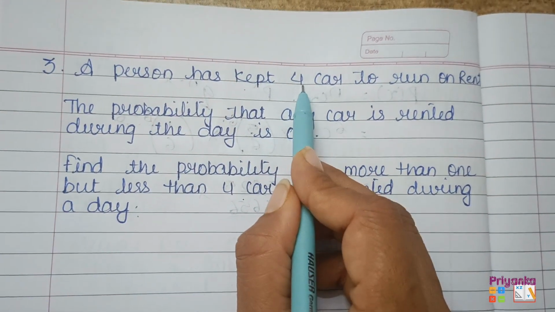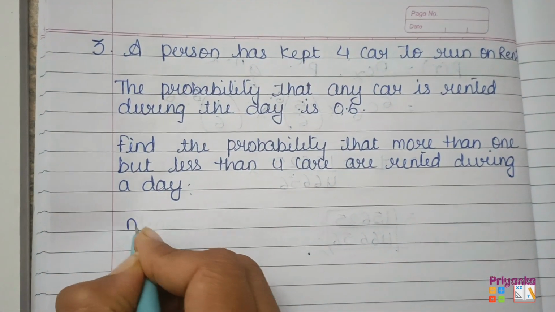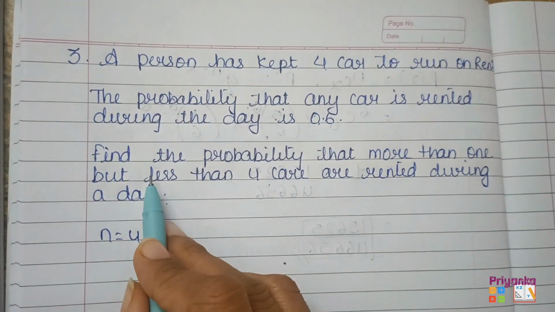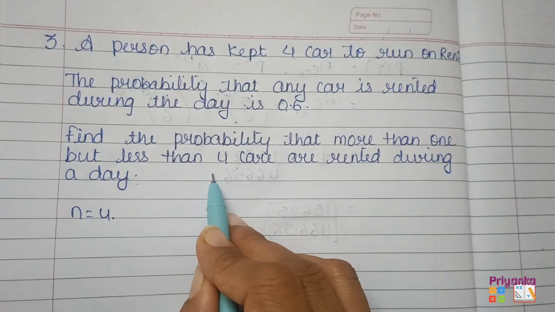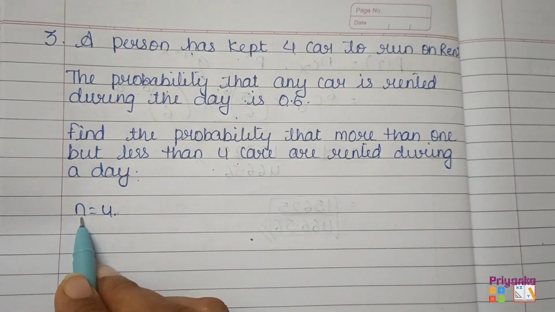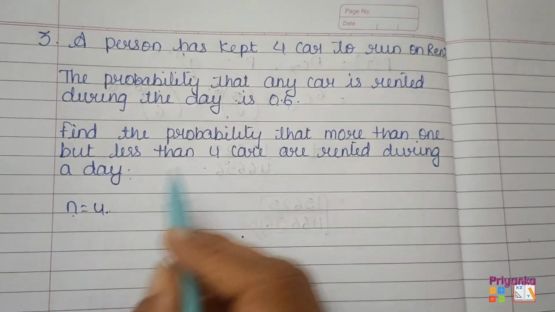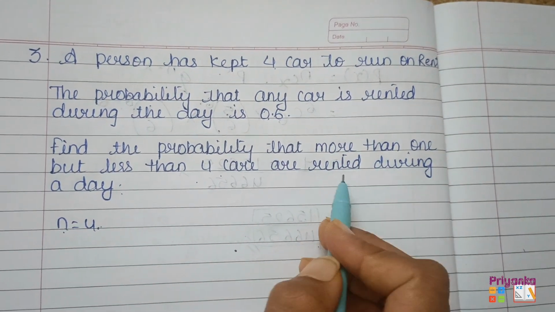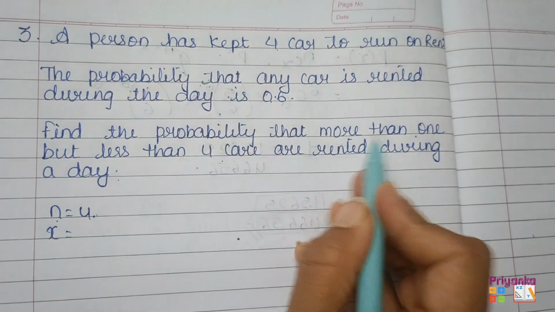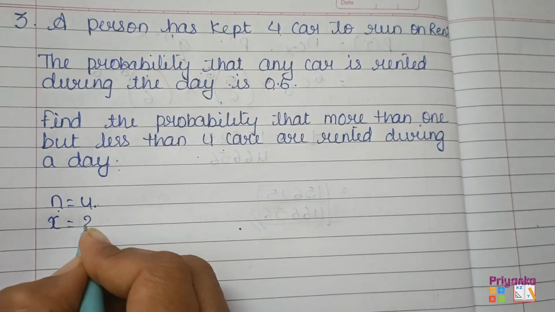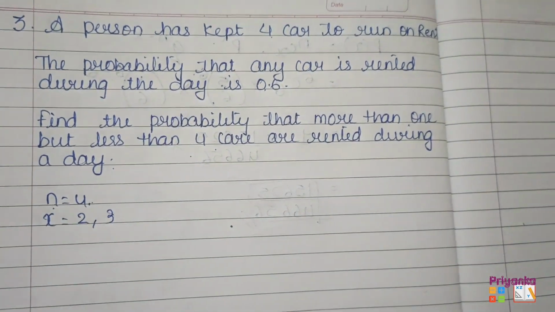Now here the number of cars will be denoted as n. The question asks you to find the probability that more than 1 but less than 4. n is the number of trials, and more than 1 and less than 4 means this is given to you as x. More than 1 and less than 4, so 2 and 3 are the numbers.